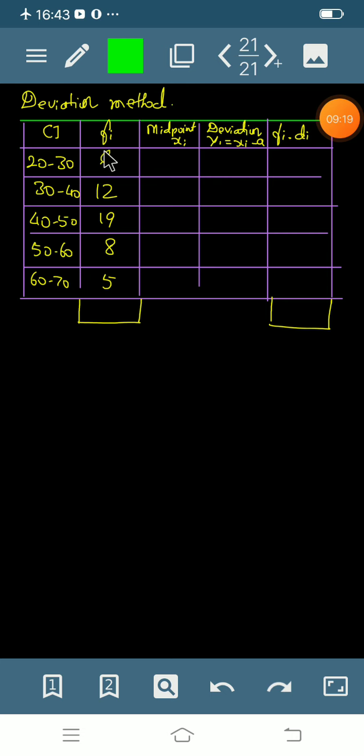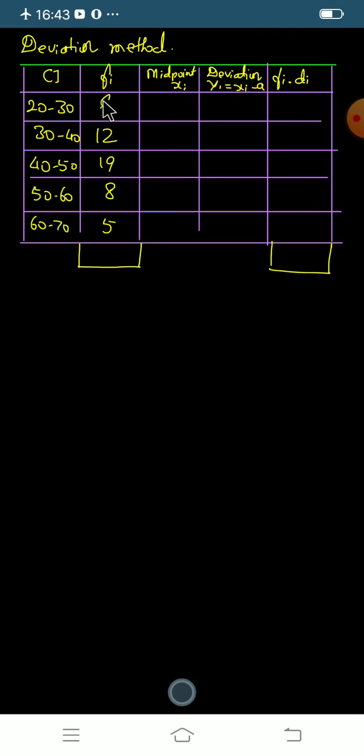Dear students, now we are going to solve this problem by the deviation method. We have made a table of class interval, frequency, midpoint, deviation and Fi di. Here we have to write the midpoint. Now what is the midpoint of 20 to 30? That is 25, isn't it? 25, and here it is 35, which we have already found. Here 45, here 55, and it is 65.